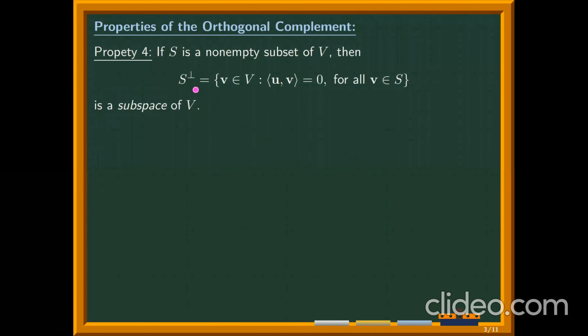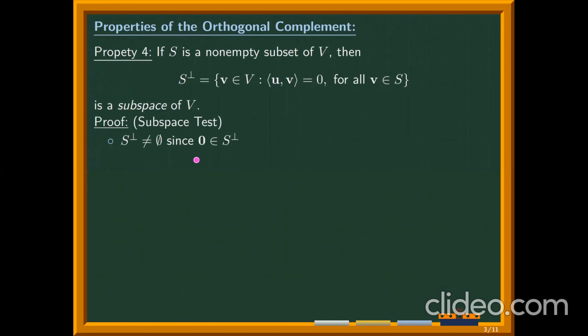Next property: if S is a non-empty subset of V, then the orthogonal complement of S is a subspace of V. This can be shown using the subspace test. First, we note that S-perp is non-empty because the zero vector is contained in S-perp. The zero vector is perpendicular with every vector in S.